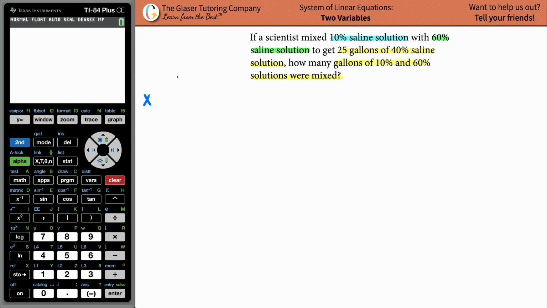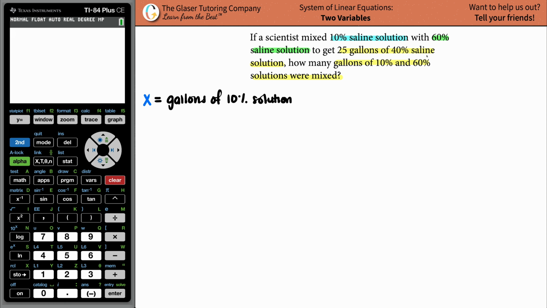And whatever letters you want to use, it doesn't matter to me, right? I always go for a good old X. So I'm going to start with X, right? And it doesn't matter if you say X is going with the 10% or X is going with the 60%. It does not matter at all. I'm just going to go with the 10 because maybe they talked about it first. So we're going to say X equals the gallons of the 10% solution.